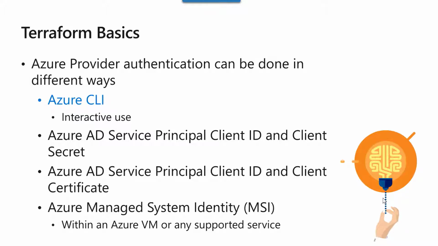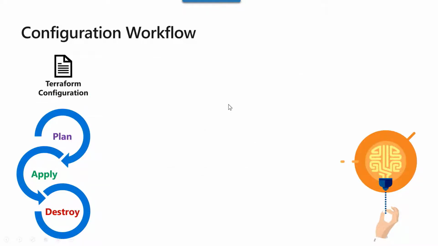Once you have the authentication complete, you need to understand how to use Terraform. There's a specific configuration workflow that you have to go through. That's what we'll see next. Whenever you have a Terraform configuration, you do an init first, which is not there in the slide. Once you initialize, it downloads whatever providers and other modules are needed for the configuration, and initializes your environment for Terraform plan to happen.